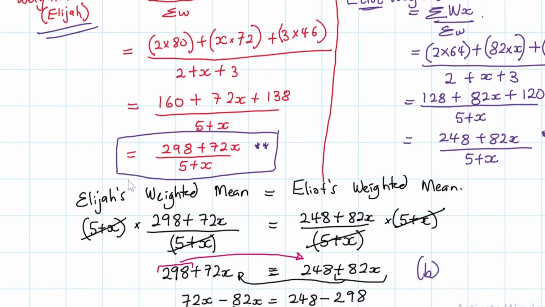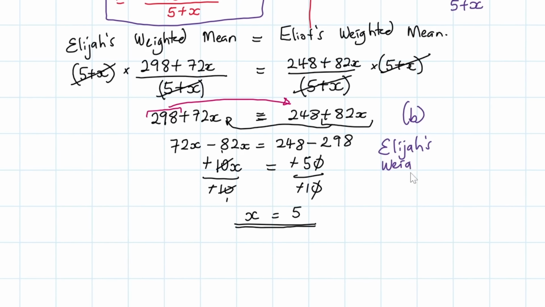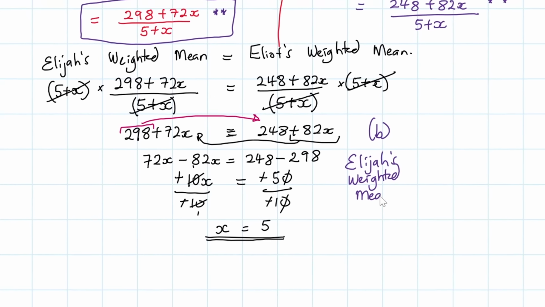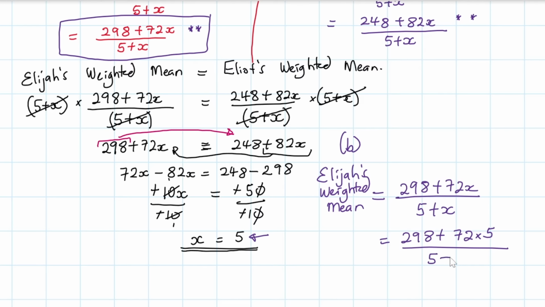So Elijah's weighted mean is going to be equal to 298 plus 72x, divided by 5 plus x. We have 298 plus 72 times our value of x, which is 5, divided by 5 plus our value of x, which is also 5. So our final answer for Elijah's weighted mean is 65.8.